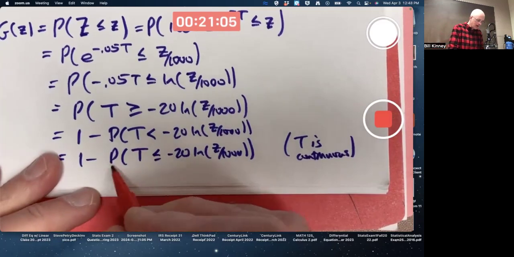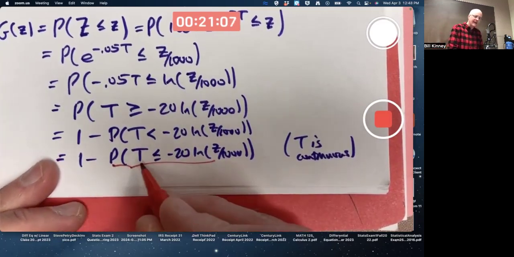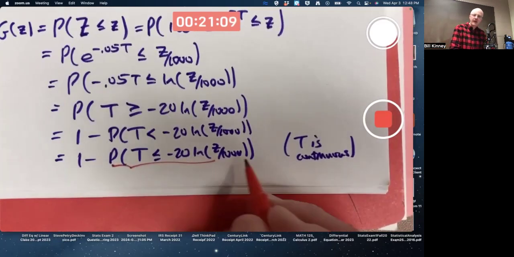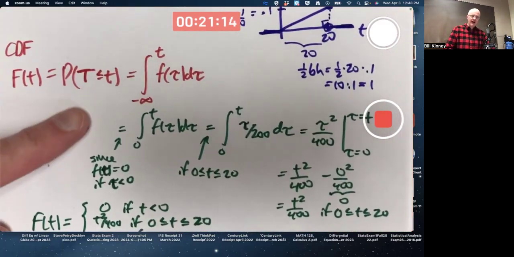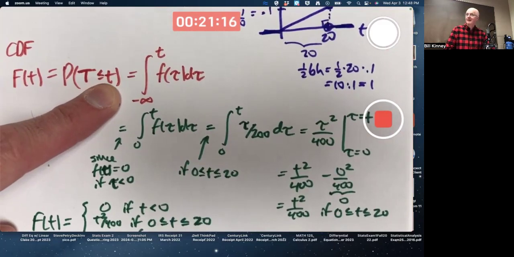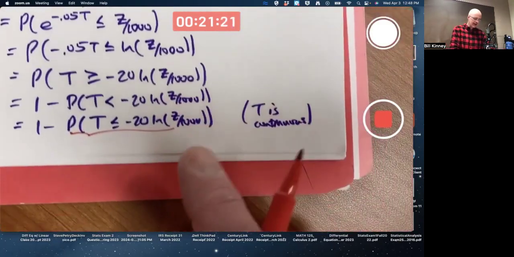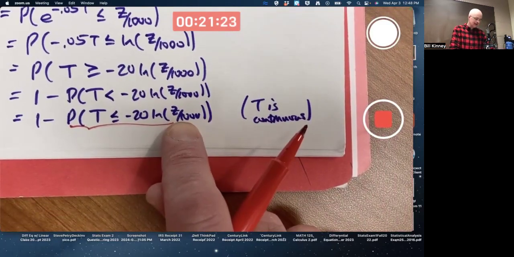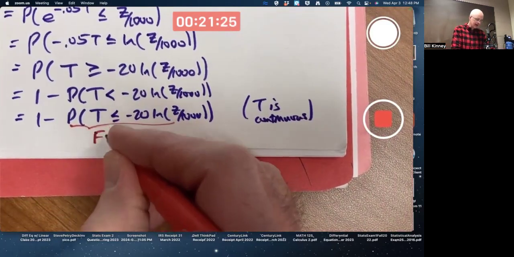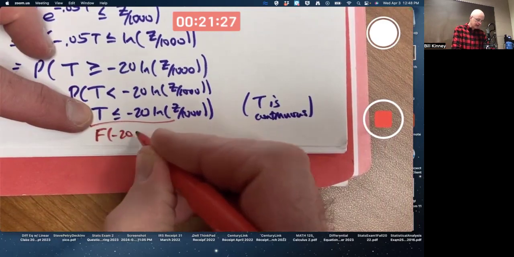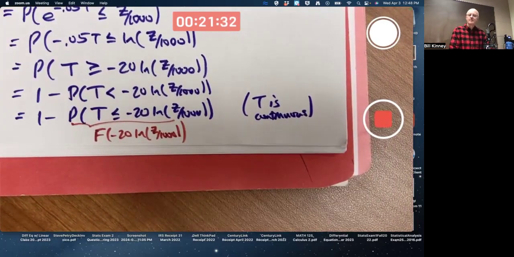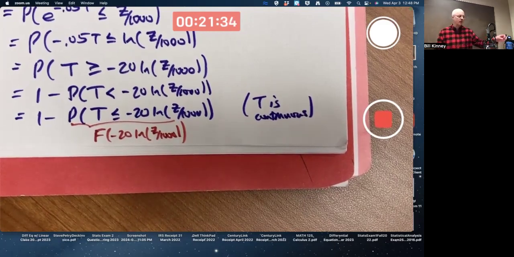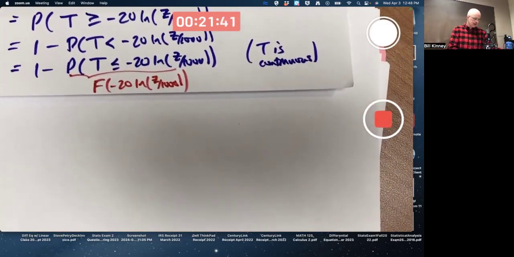This is now the probability of capital T being less than or equal to something. Just like this is the probability of capital T being less than or equal to something. The something here is just a plain old little t. The something down there is that crazy thing. But it's still the same principle. This is capital F of negative 20 ln of Z over 1,000. I need to also subtract that from 1. What happens when I do so?